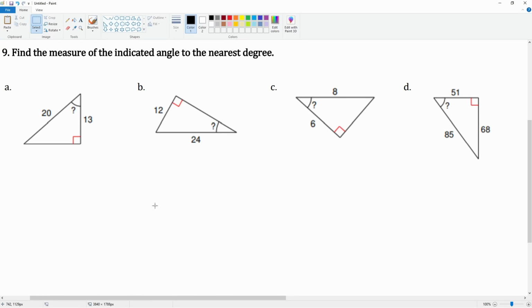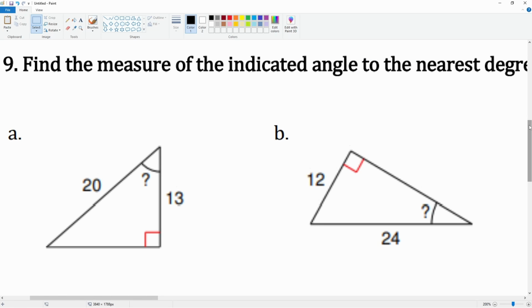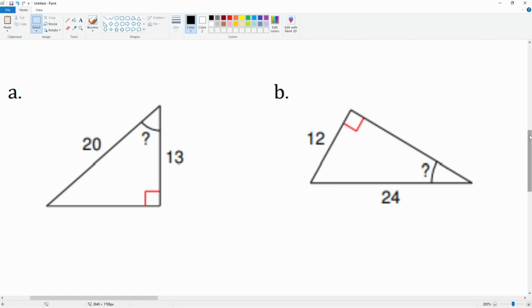Number 9, you're going to be asked to find the angle measurement. So we are still going to set up our trig ratio, but now we have to apply the inverse to solve for that angle. All right, so let me show you A here. That question mark is at the angle. We don't know that question mark, so we can draw that person there though.